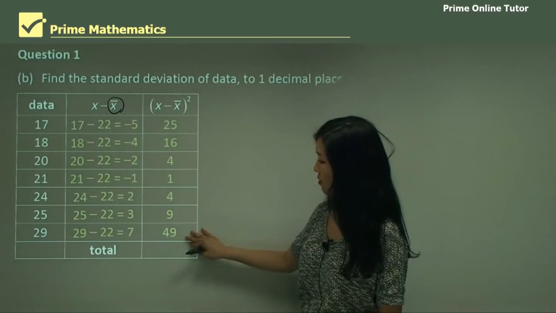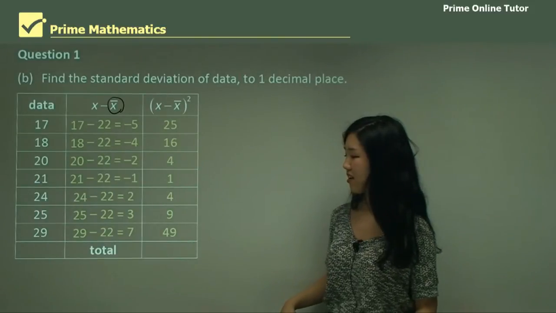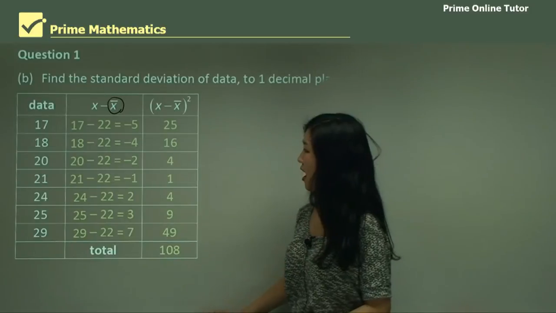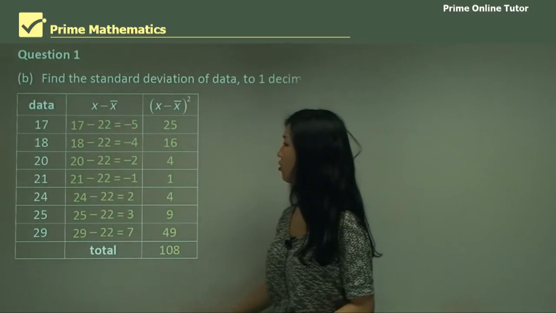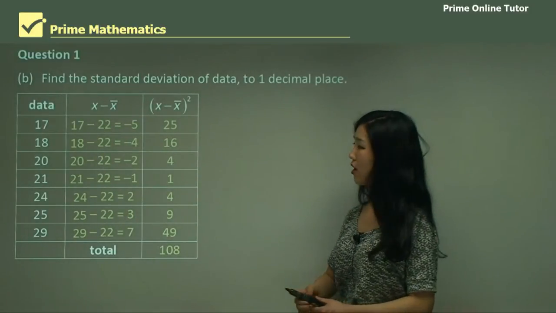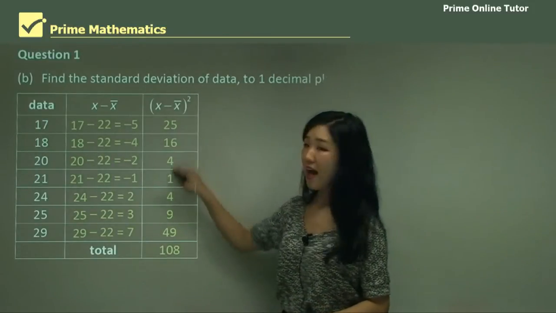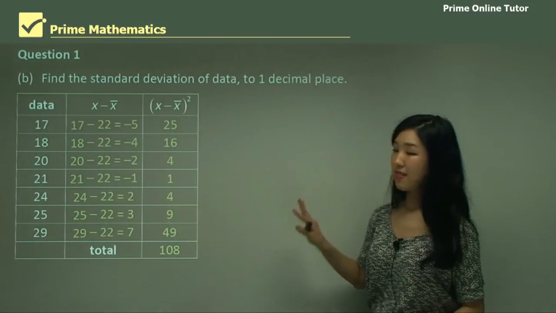Once you've squared everything, add it all up. Just use a calculator if you need to, and you should get 108. So I've got 108 as the total. This is the trick, guys. Always subtract the mean from the data, square it, add it all up, and see what you get. And that's not the end though.